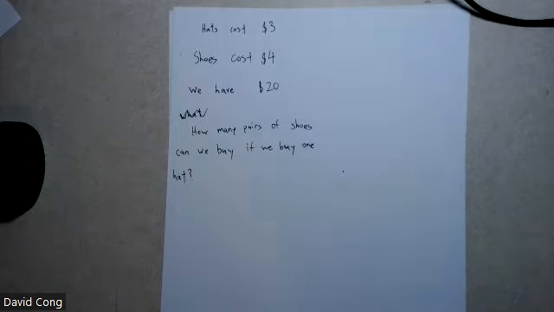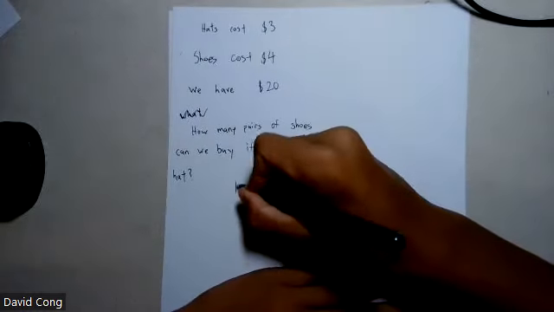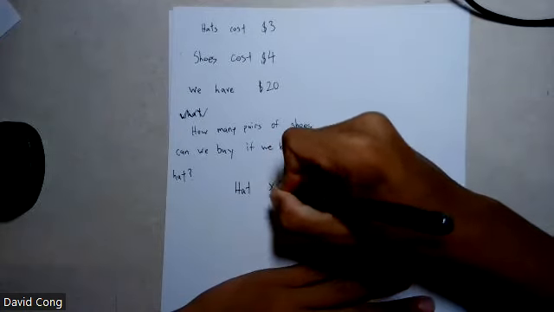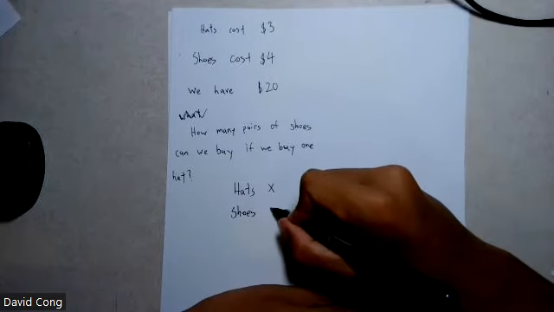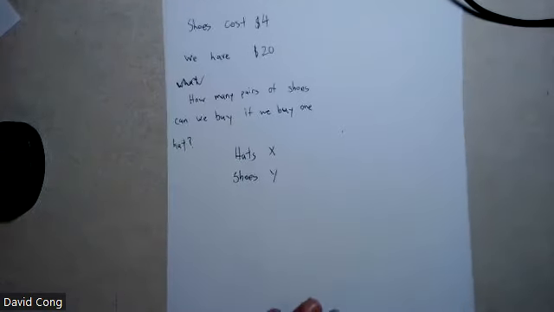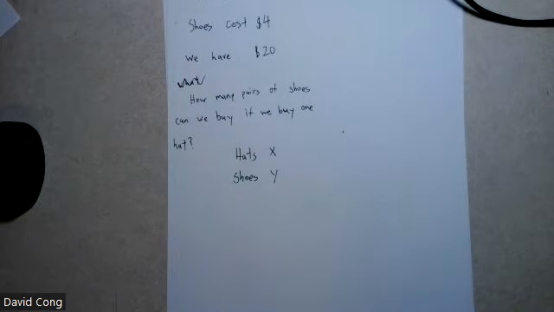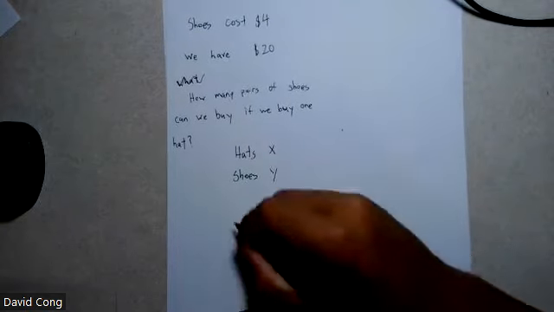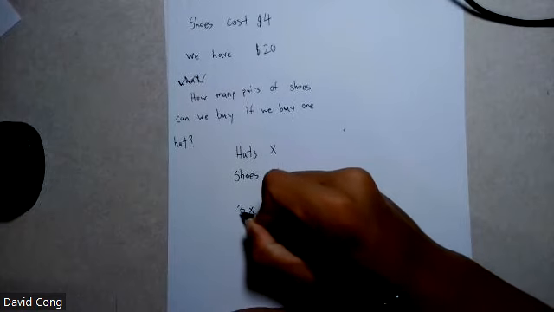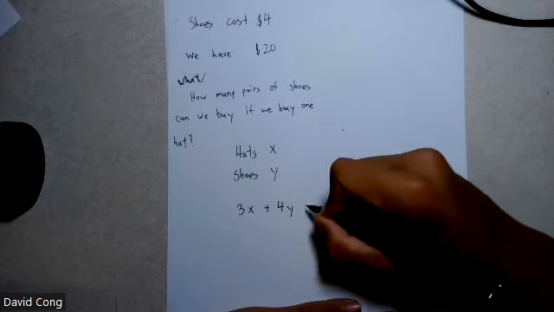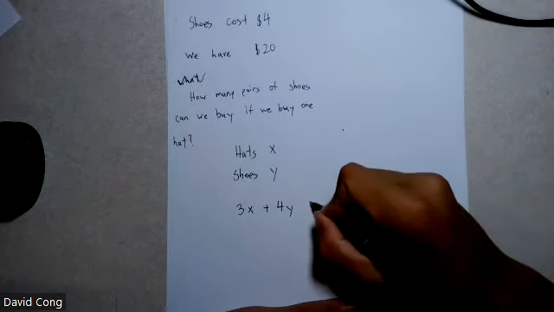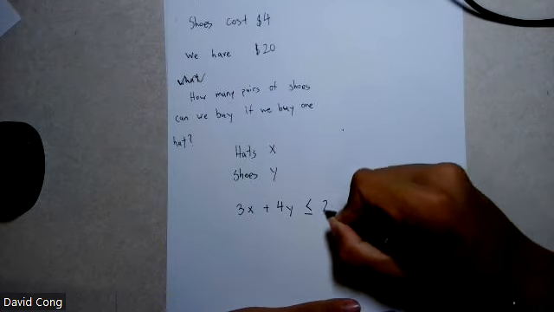So actually, in fact, almost everyone got that one. So we can see a very easy application. Let's call hats x and shoes y. Like I said, this is a word problem, so we can use the standard form equation that we've been talking about. 3x, the 3 is because each hat is worth $3, plus 4y because each pair of shoes is worth $4, and then we have $20. So we must spend less than or equal to $20.